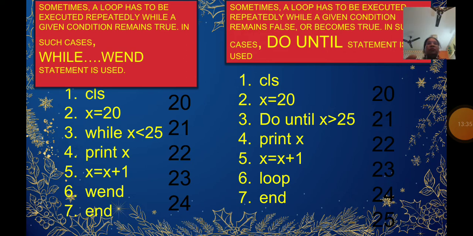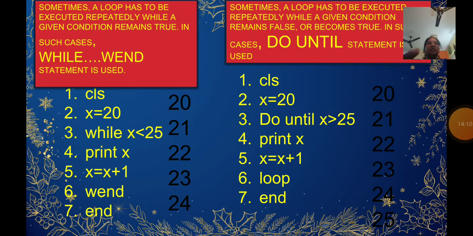Yes, children. Now the same program with Do Until. Sometimes a loop has to be executed repeatedly while a given condition remains false. When the condition remains false, that time we use the Do Until loop. Now see the same program we have taken here, CLS, x is equal to 20, but here we have taken Do Until x is greater than 25, right? So that means it begins with the value of x.